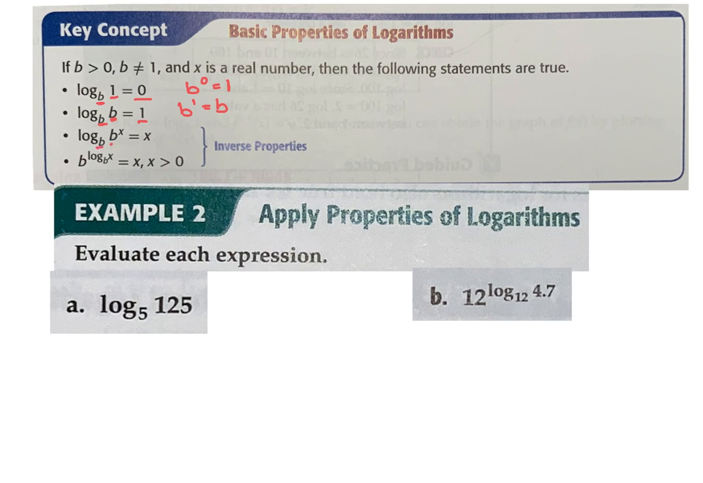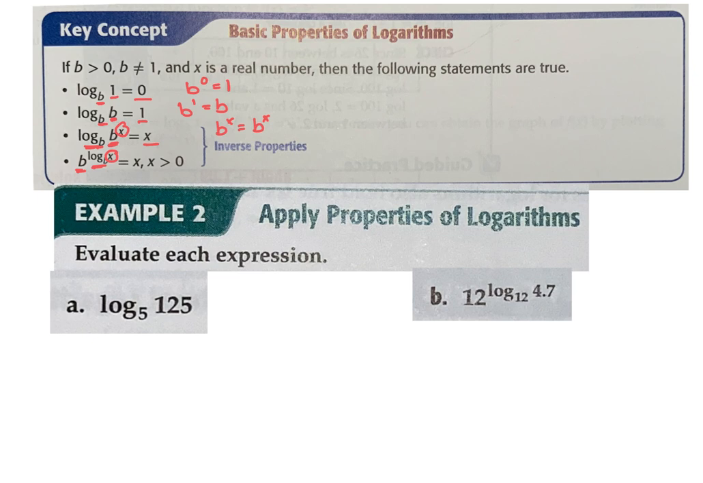Because these cancel out to 1, if I have a base with the same base to x, it's going to equal x. Why is this true? Well, because I have b to the x equals b to the x. Bases cancel out logs. So logs cancel out bases, and you get just the exponent. Okay, so they are inverses of each other, so they will cancel each other out.